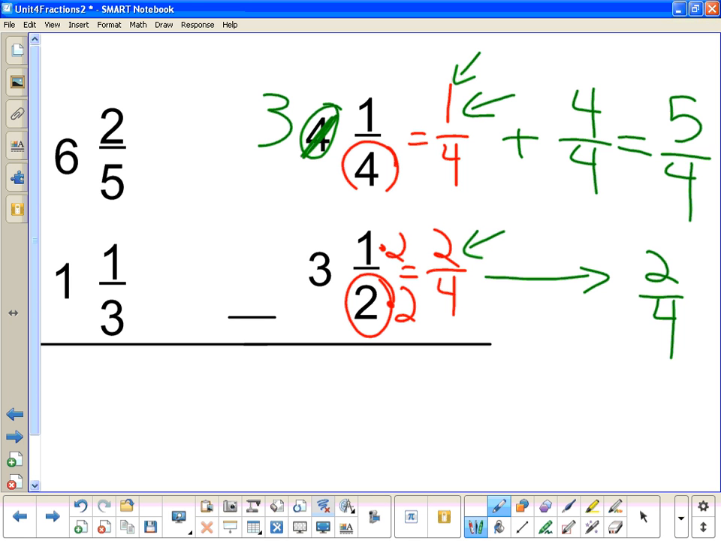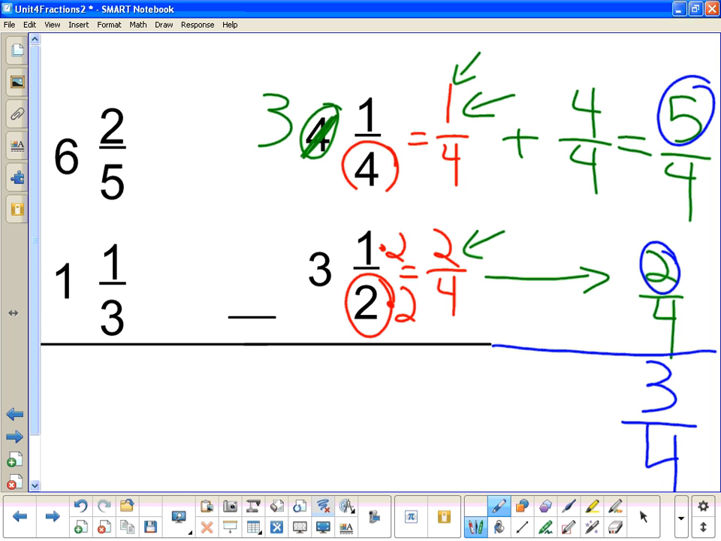Now we can subtract. You can see that we can do 5 minus 2. That will give us 3. And our denominator 4 will stay the same. Let's go ahead and subtract our whole numbers here. 3 minus 3 will give us 0. So we don't need to put it over here. Our answer is 3 fourths.